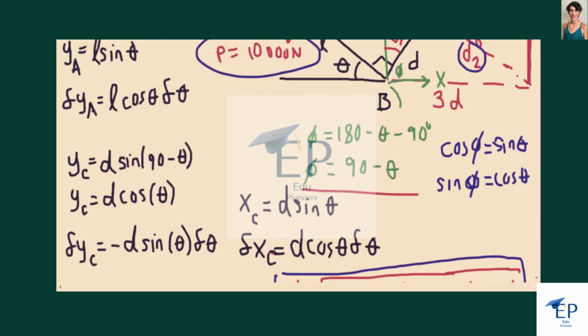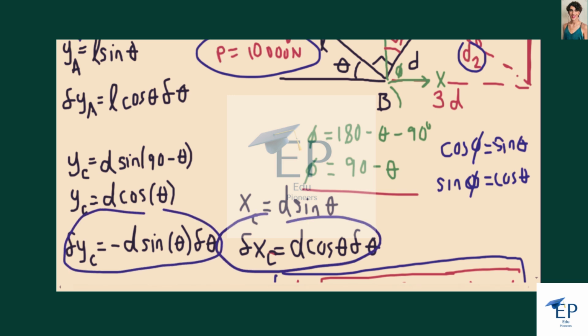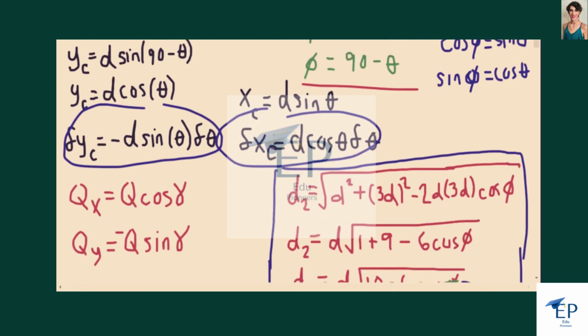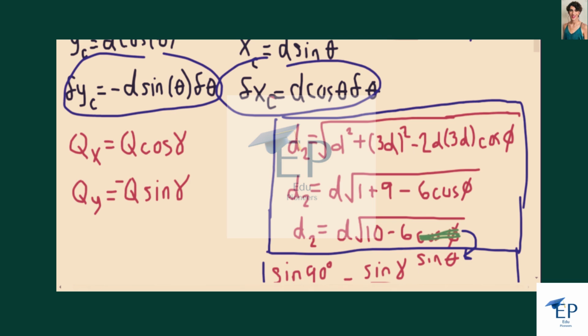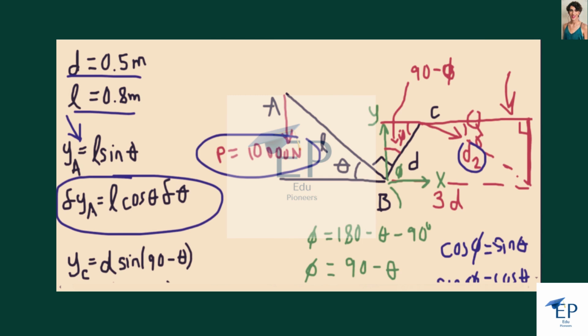All right. Over here, on the left, I'm beginning my virtual momentum. I need the y value of A, the y value of C, and the x value of C, which is pretty simple using trigonometry. I can take the derivatives of each and get the changes in YA, YC, and XC.